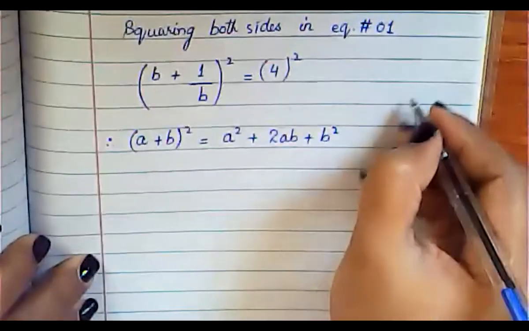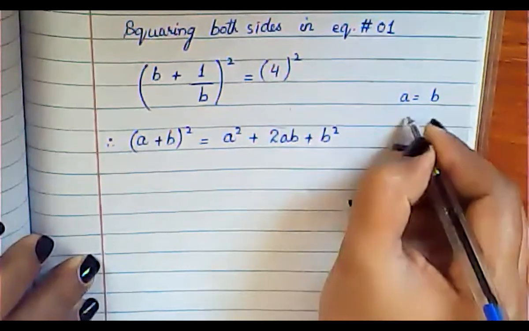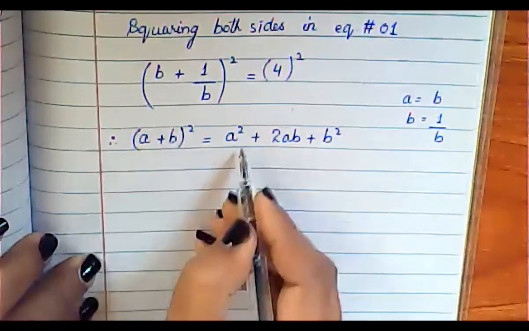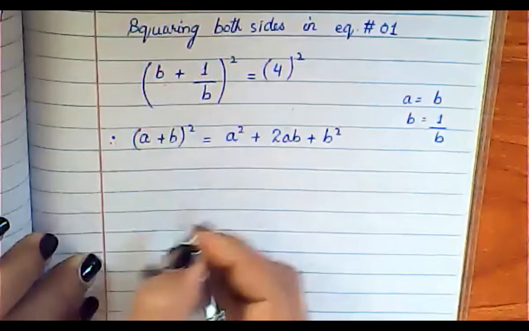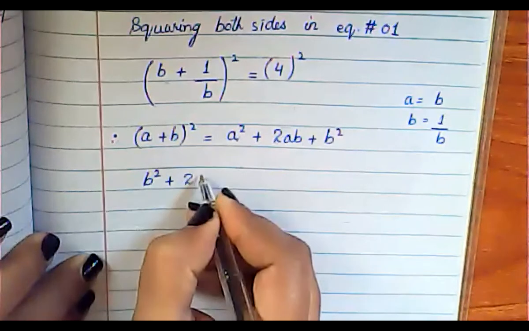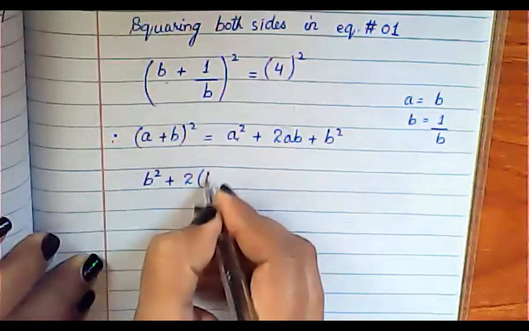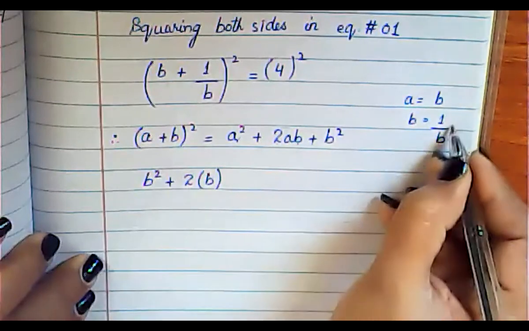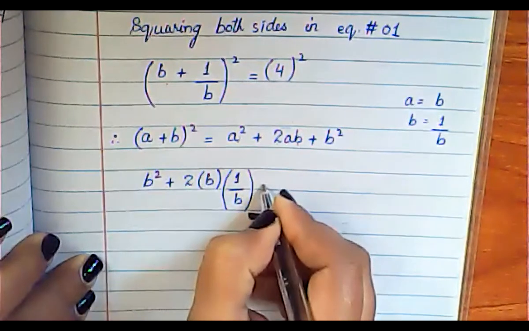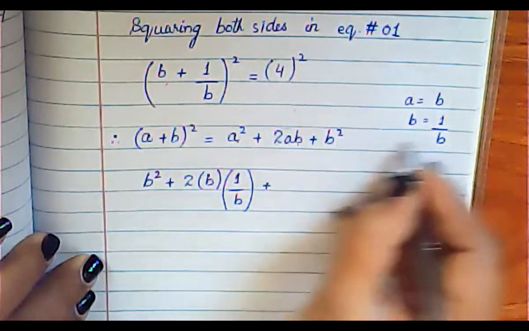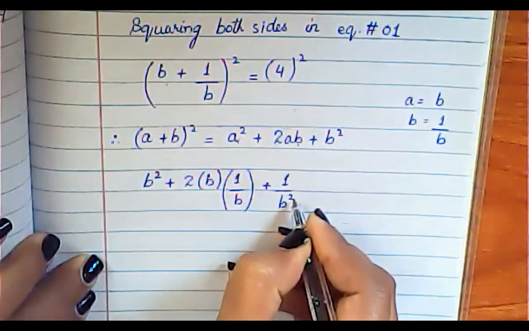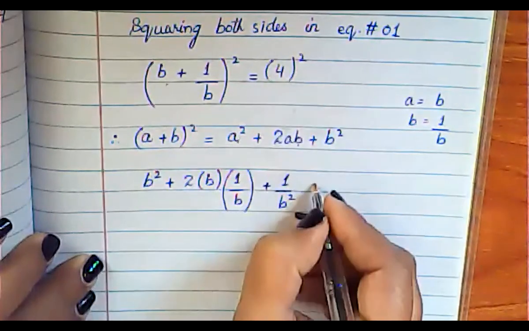Okay, now here your term a is b and term b is 1 upon b. Simple. So you have to take the square of term a, which is b. So you will simply write here b square plus 2, bracket open, term a is b, bracket close. Term b is 1 upon b. Inside the bracket you will write 1 upon b, bracket close. Then sign of addition. Then you have to take the square of term b, which is 1 upon b, so you will write here 1 upon b square. Okay, then the sign of equality here.